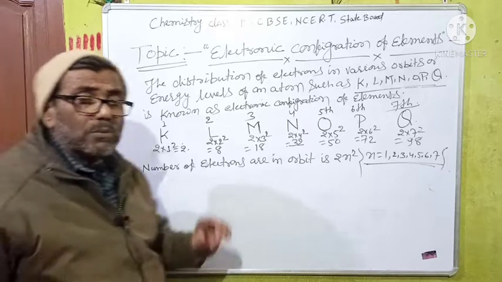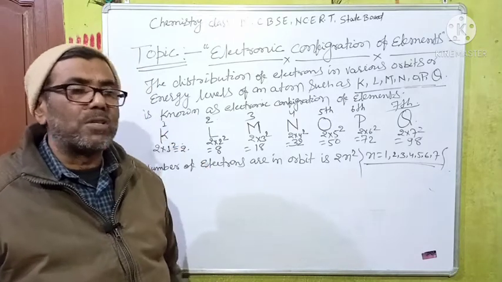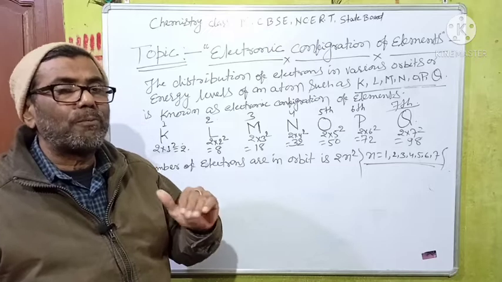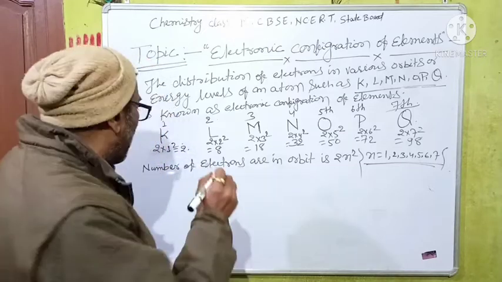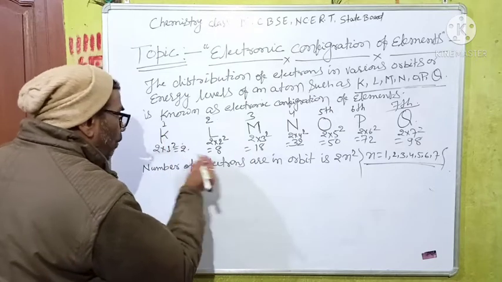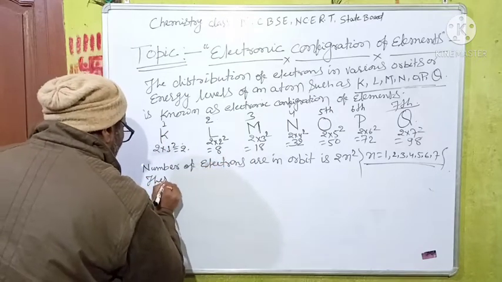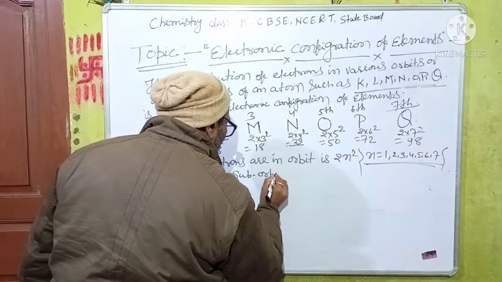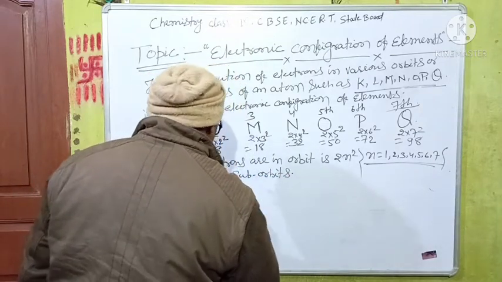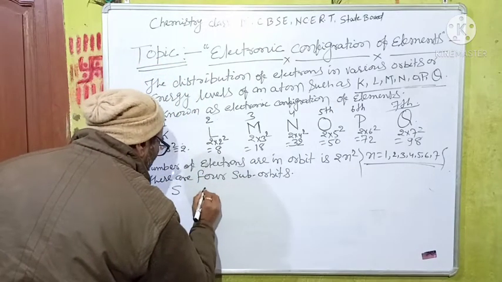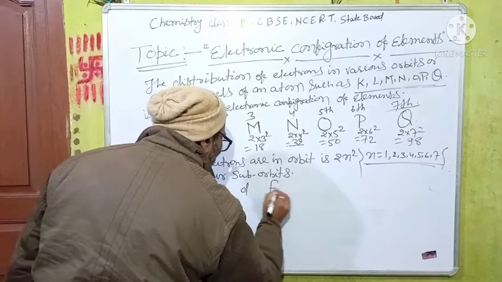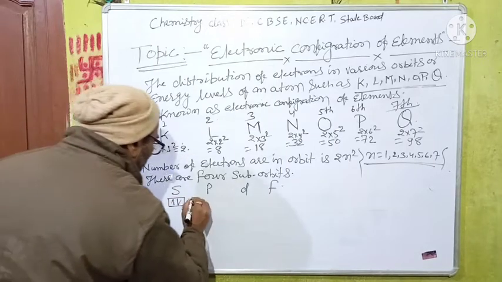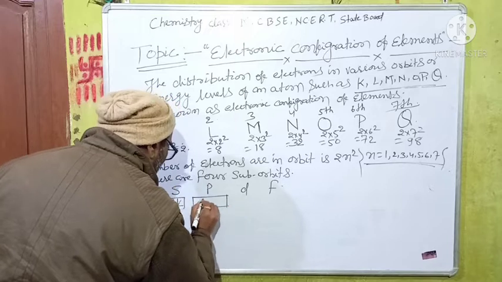So one rule is that there are 4 suborbits, meaning the minimum number of suborbits found in an orbit is 1 and the maximum is 4. These suborbits are named S, P, D, F. S has only 2 electrons in it. P has 6 electrons.